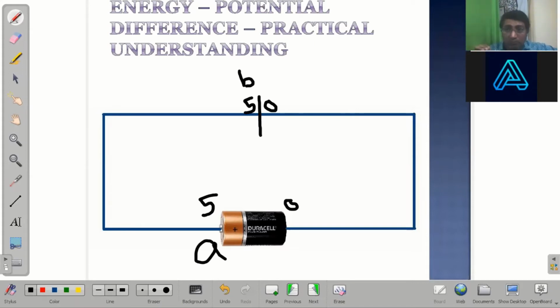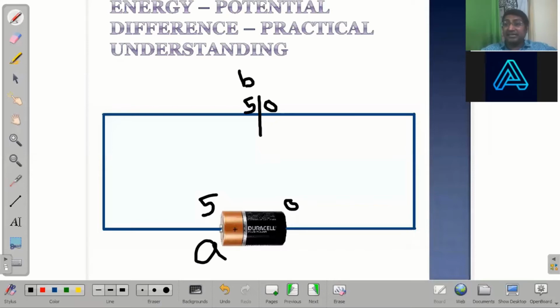So if you want movement of anything, there should be a difference. The same thing goes with mountains. Imagine there's a mountain and there's a lot of water on top. Water flows from the top of the mountain to the bottom. That's because of gravity, the potential difference that is created by the gravity. mgh formula from 9th class. So whenever there is a potential difference, any sort of energy difference, material will flow.